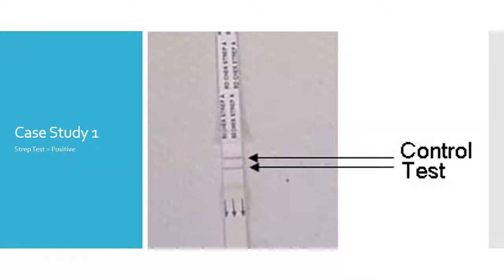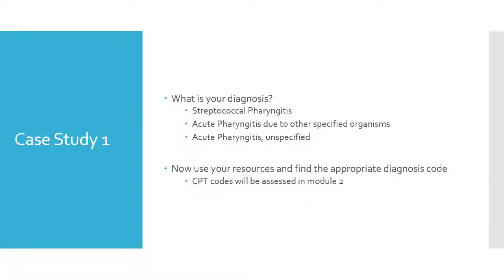So we ran a strep test and it came back positive. What is your diagnosis? Streptococcal pharyngitis, acute pharyngitis due to other specified organisms, or acute pharyngitis? Now use your resources and find the appropriate diagnosis code.